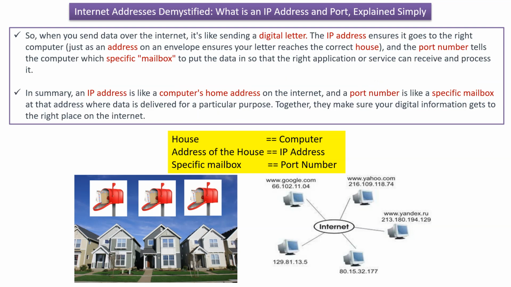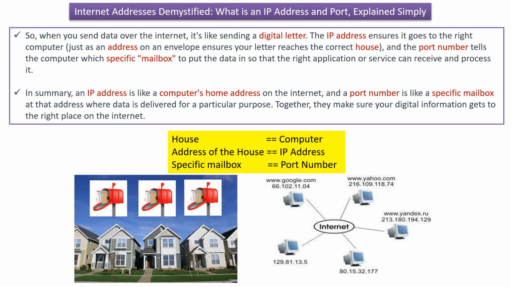So when you send data over the internet, it is like sending a digital letter, and the IP address ensures it goes to the right computer, like the address on the envelope ensures your letter reaches the correct house. The port number tells the computer which specific mailbox to put the data in, so that the right application or service can receive and process the data.